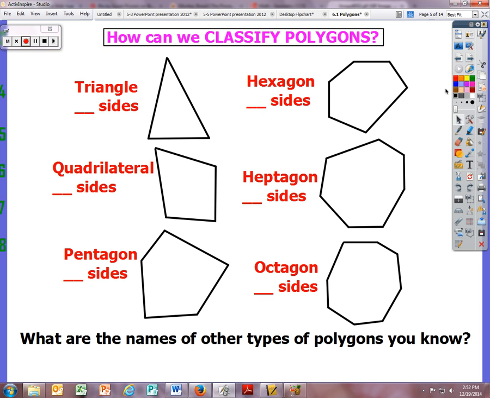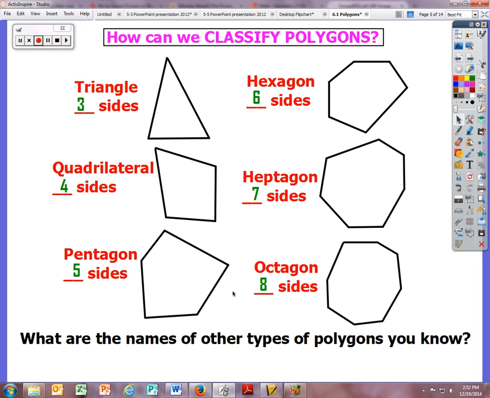Alright, now what about classification of polygons? Most of you have classified these figures for a long time now, so they should be pretty easy. But let's just go through them together just to make sure everybody knows what each of them are called. The triangle we know has 3 sides. A quadrilateral has 4. Your pentagon has 5 sides. Your hexagon has 6 sides. Your heptagon has 7 sides. These are very similar and get confused easily, so be careful with the hexagon and the heptagon. And then of course we have our octagon, which has 8.